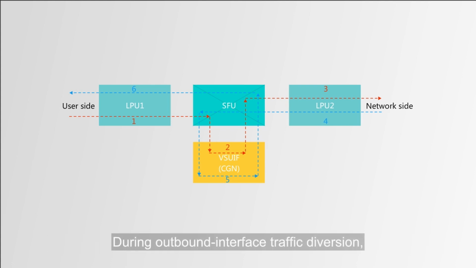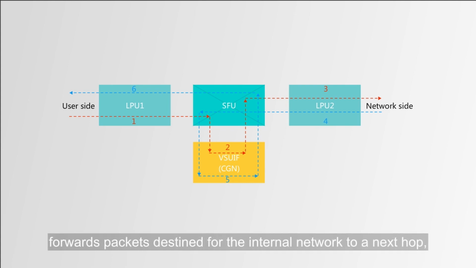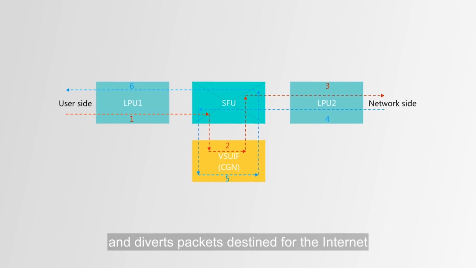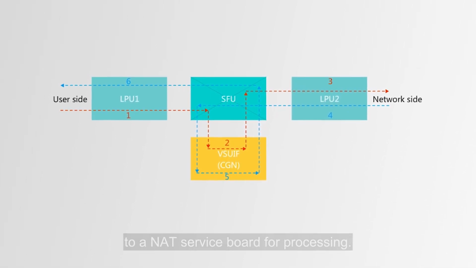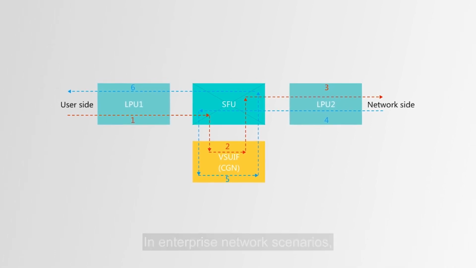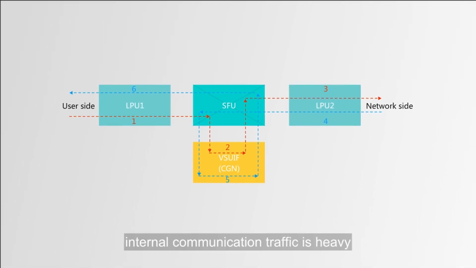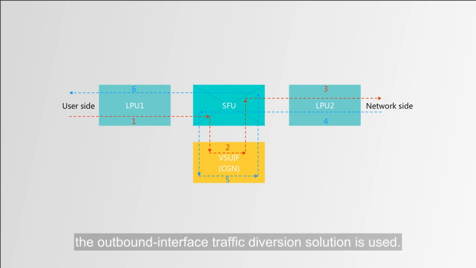During outbound interface traffic diversion, the device filters packets, forwards packets destined for the internal network to a next hop, and diverts packets destined for the Internet to a NAT service board for processing. In enterprise network scenarios, internal communication traffic is heavy and does not need to be converted using NAT. NAT is performed only for the traffic that accesses the Internet. Therefore, the outbound interface traffic diversion solution is used.